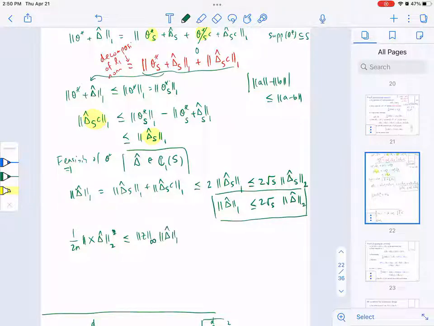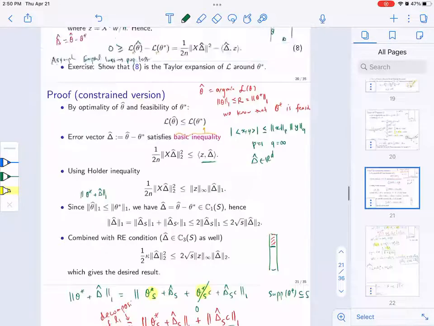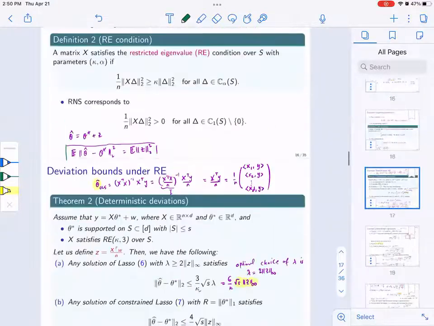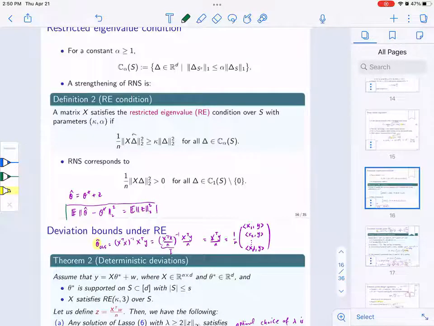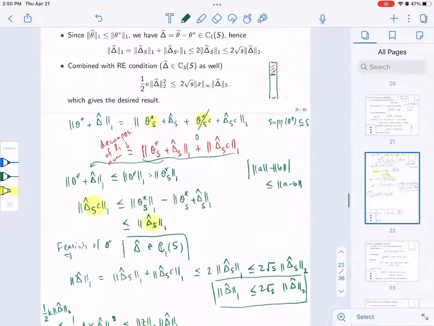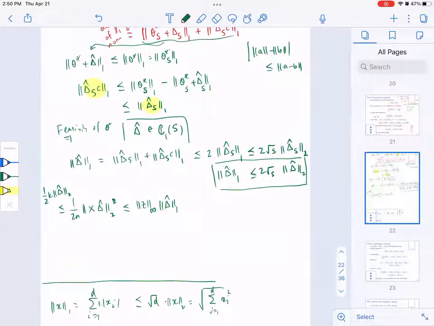Delta hat 1. So this side is going to be bounded by 1/2 kappa delta hat 2 squared. That's the RE condition. We know that delta hat is in the cone, so I can apply this. And the other side is bounded by z infinity 2 root s and delta hat 2. Okay, so now this is squared.